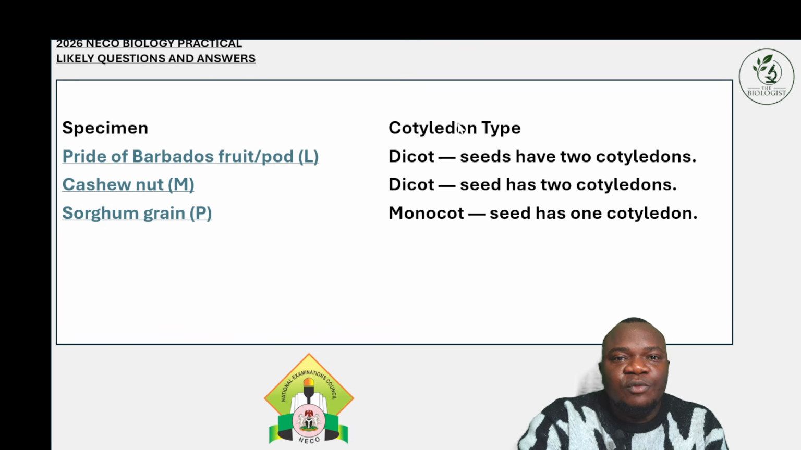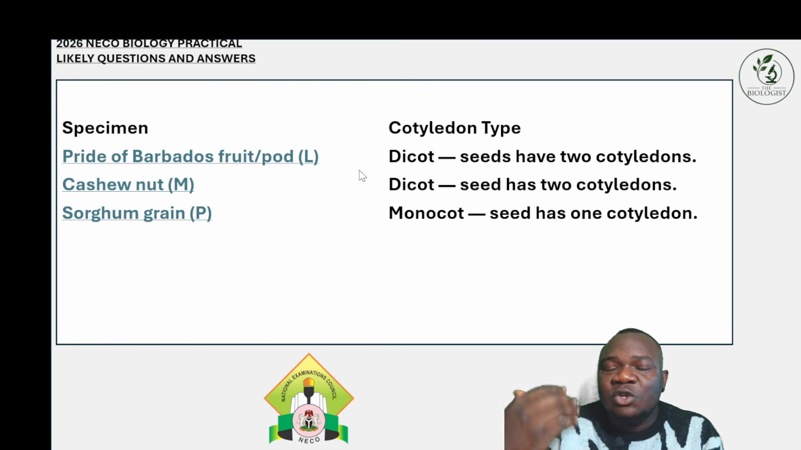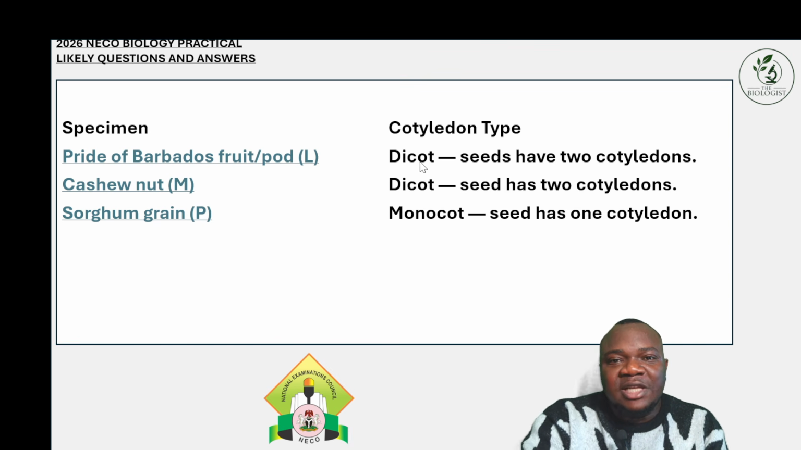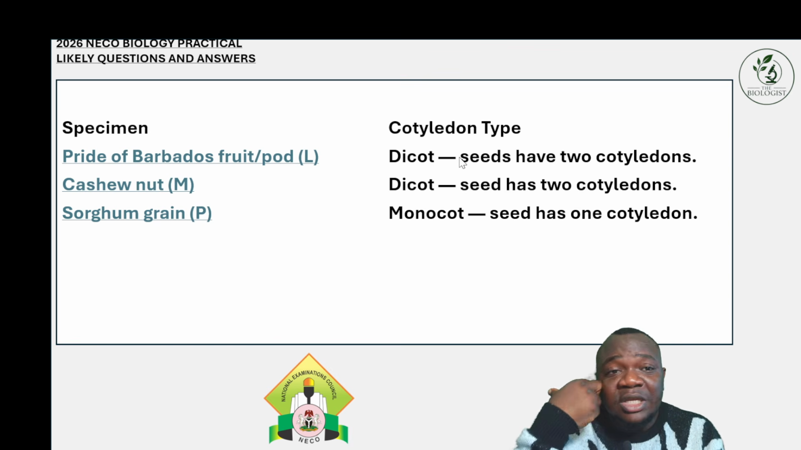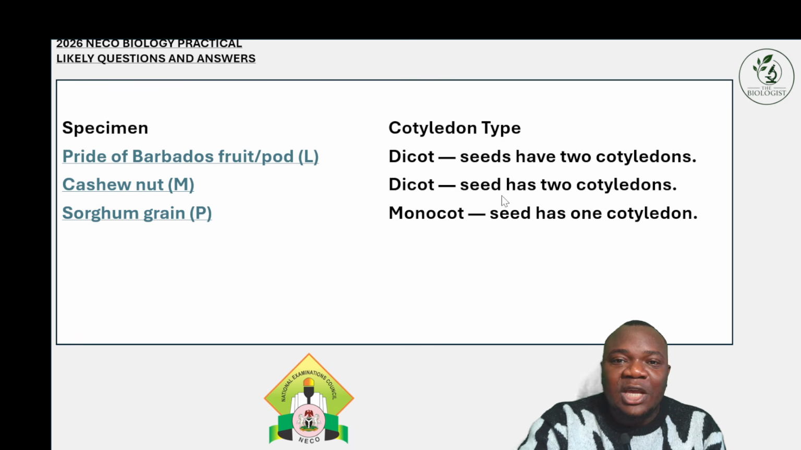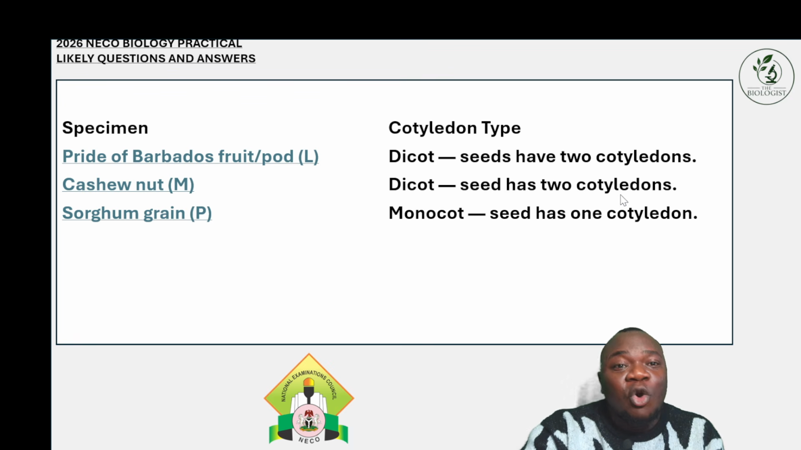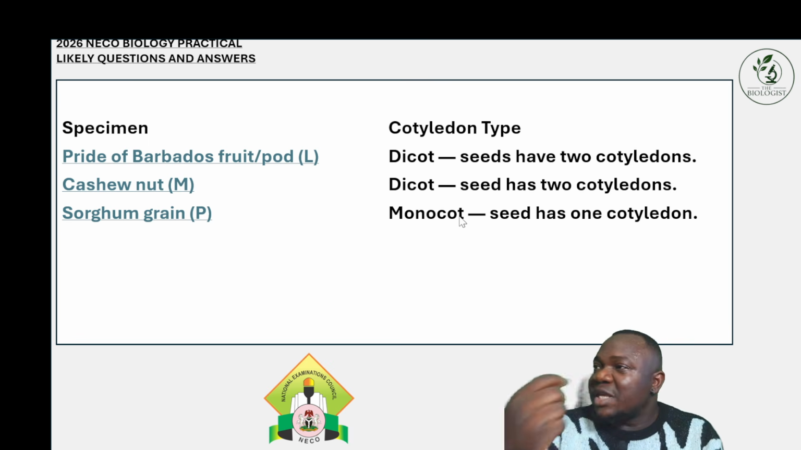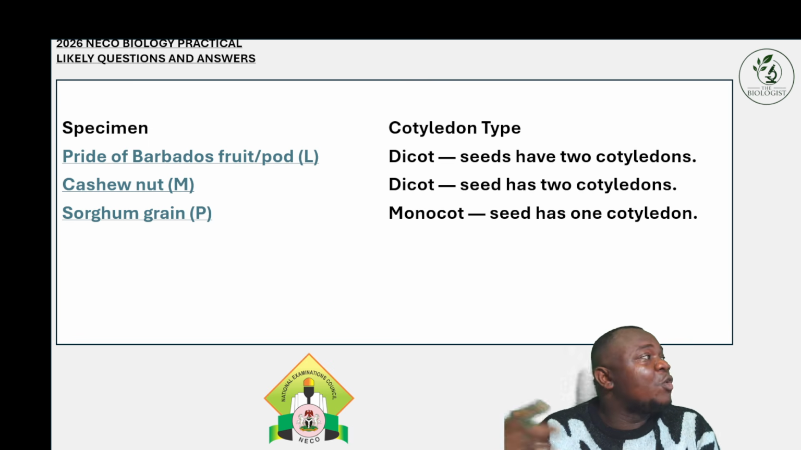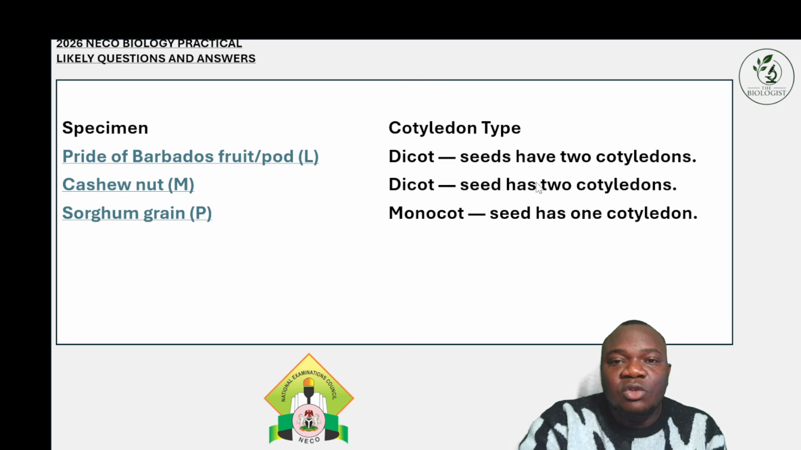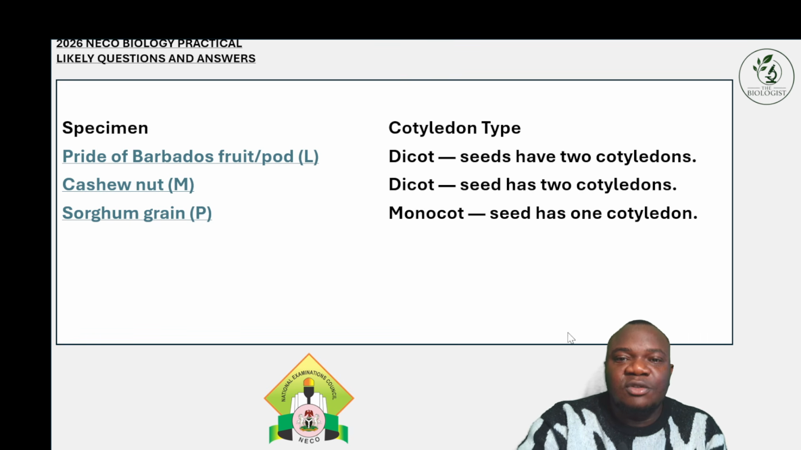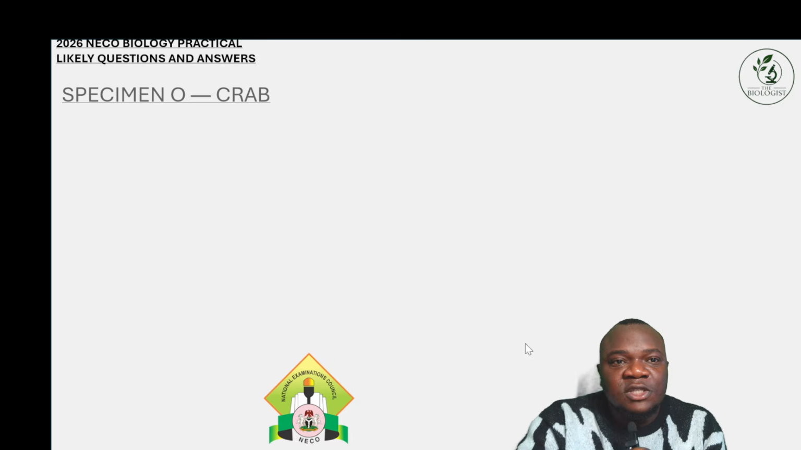Okay, so it's very important for you to understand the classification based on cotyledon. So for the Pride of Barbados, the dicots, they have two cotyledons. So for the cashew nuts, they're dicots because they have two cotyledons. But all monocot plants like that of your grains, like your maize, sorghum, and whatnot, they all have one cotyledon because they're all monocots. Okay, very important to know the cotyledons.